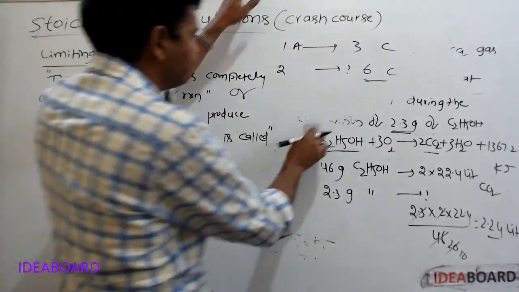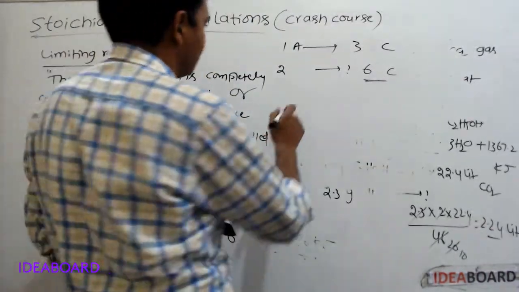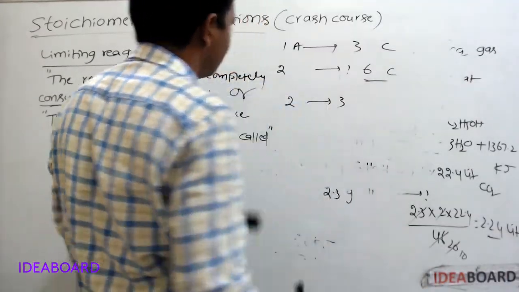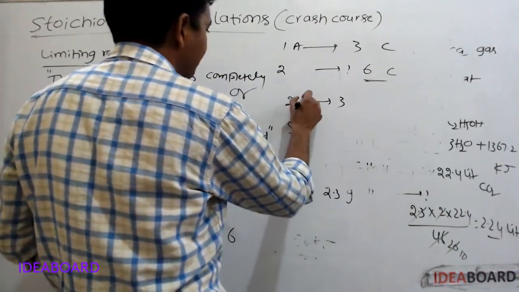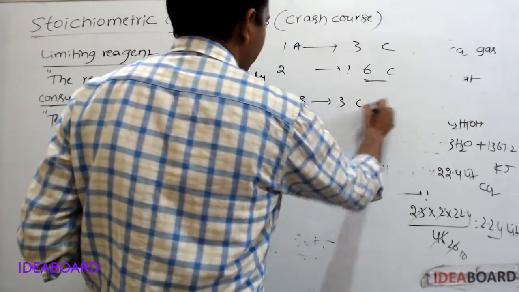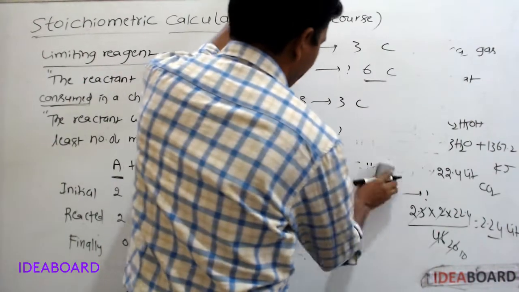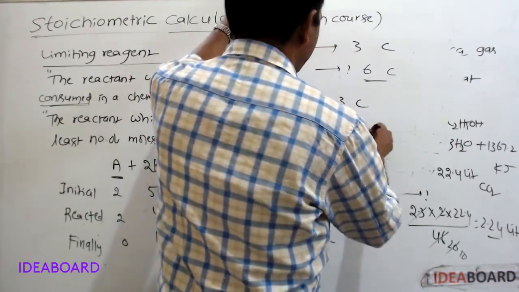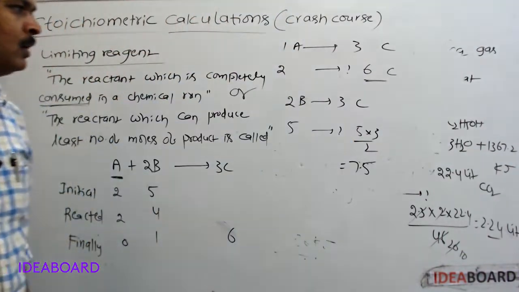Now let us take B. From the given equation, 2 moles of B gives 3 moles of C. Then 5 moles gives how many moles? 5 into 3 by 2, 7.5.